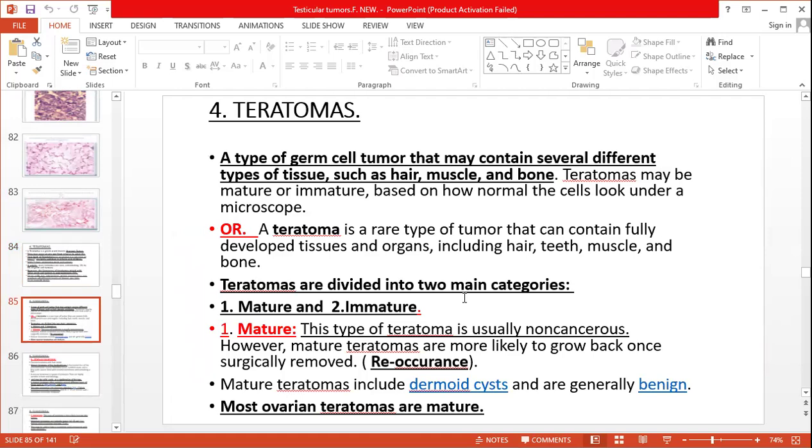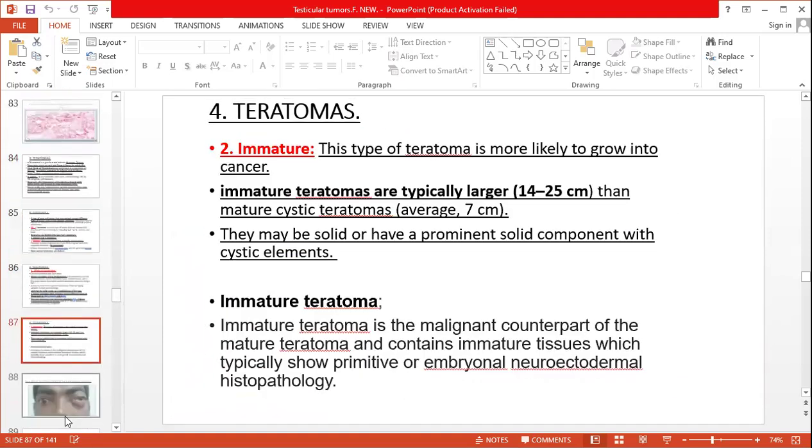Teratoma is divided into two main categories, mature and immature. The mature type of teratoma is usually non-cancerous, and recurrence can take place. Most ovarian teratomas are mature ones. The immature type of teratoma is more likely to grow into cancer. These are typically larger, 14 to 25 centimeters in area, more than mature cystic teratoma. They may be solid, with a prominent solid component with cystic elements.